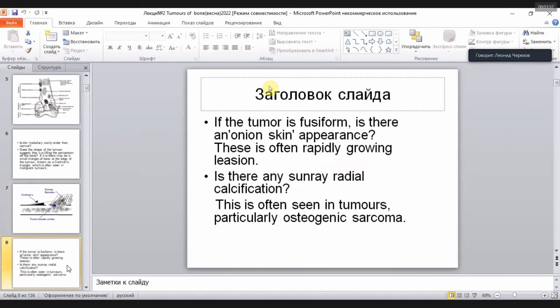Is the tumor fusiform? Is there an onion skin appearance? There is often a rapidly growing lesion. Calcification is often seen as a tumor's particular osteogenic structure.